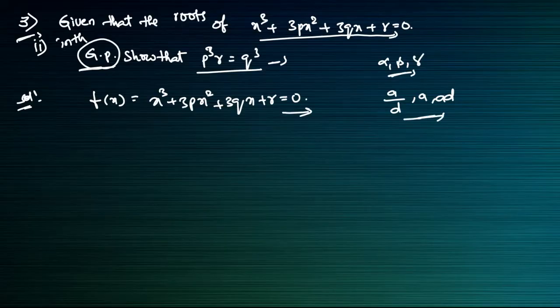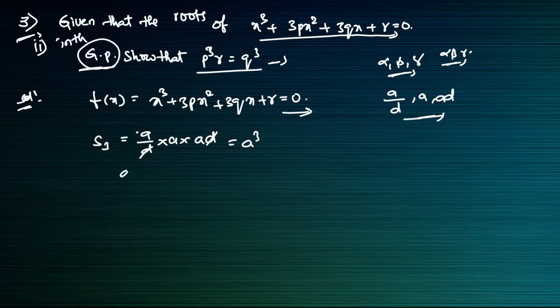So here, if we take the product of roots, S3 is alpha into beta into gamma. Alpha beta gamma means a by d into a into ad here. So d will get cancelled, and it will become a cube. So S3 is equal to a cube. So a cube is equal to minus d by a, because alpha beta gamma is equal to minus d by a. So d is equal to r here.